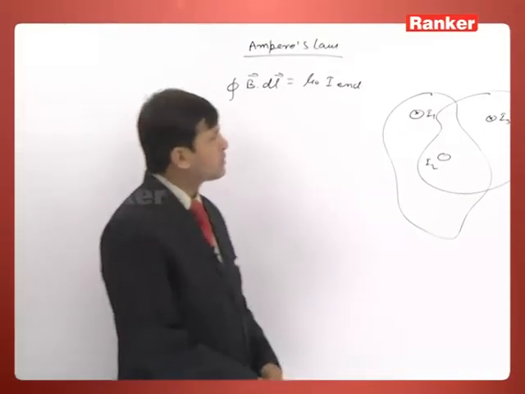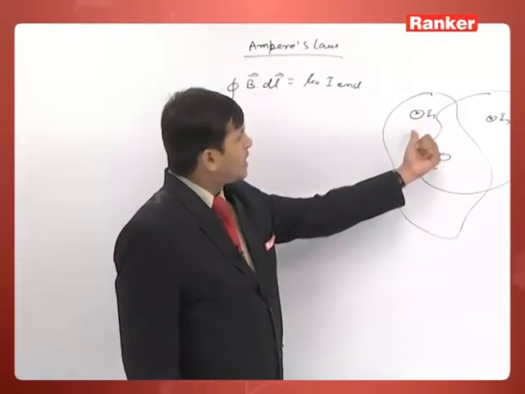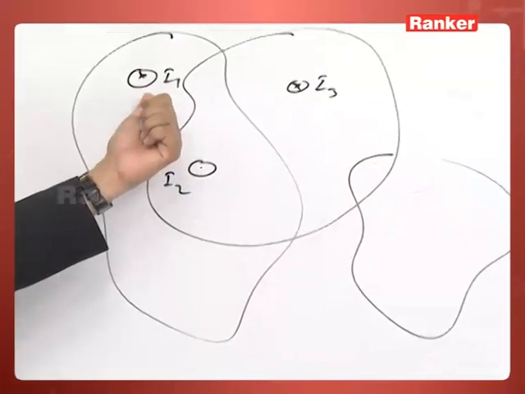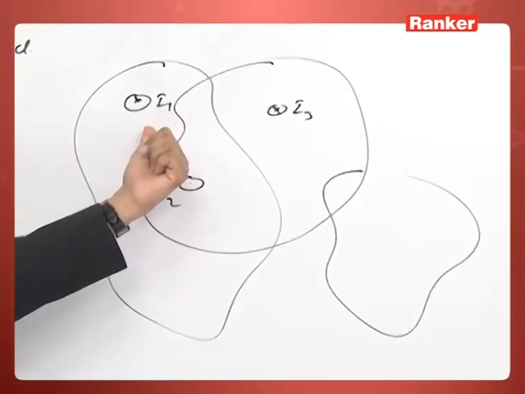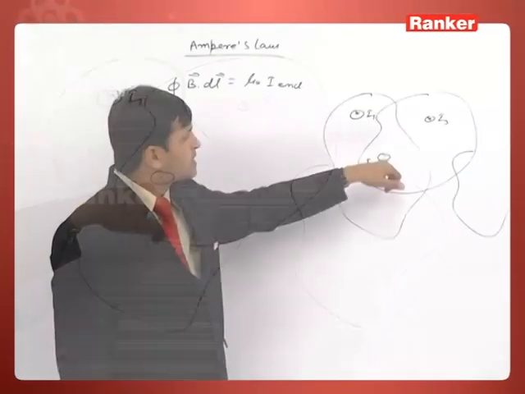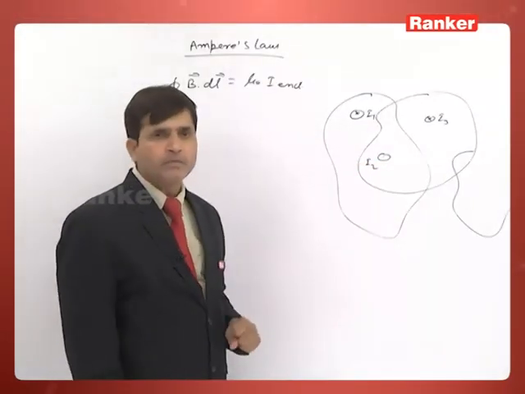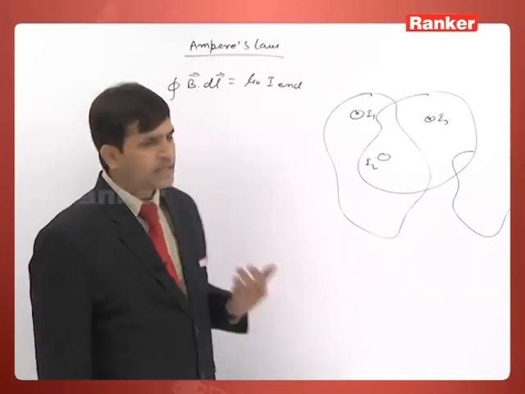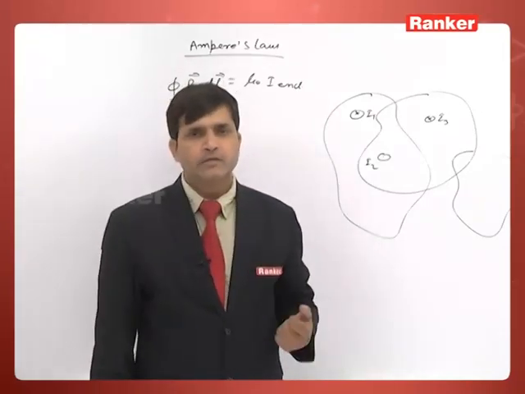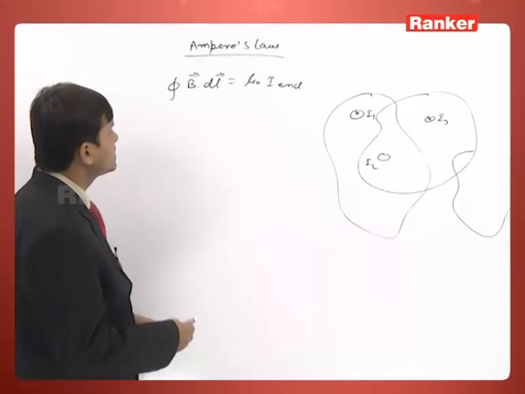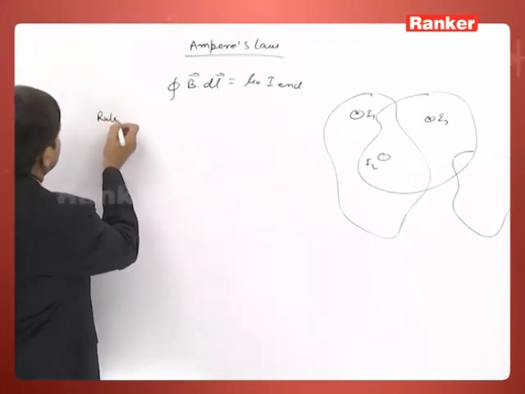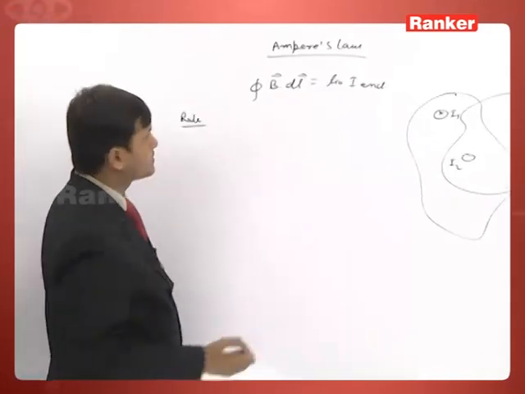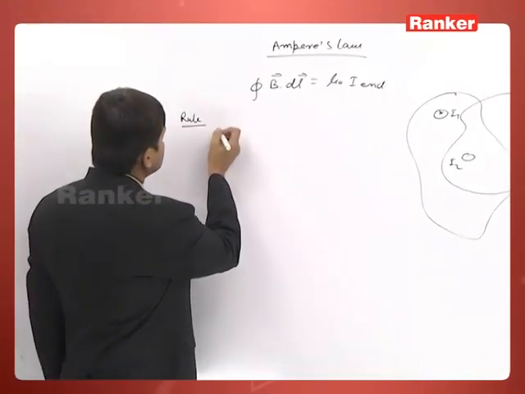But when we are talking about the currents I1 and I2, a cross indicates current inward to the plane of the board, and a dot indicates current outward from the plane of the board. So which current should we take as positive and which as negative? For that we have a certain rule. So first we should know the proper rule here. What we have to do, first step.